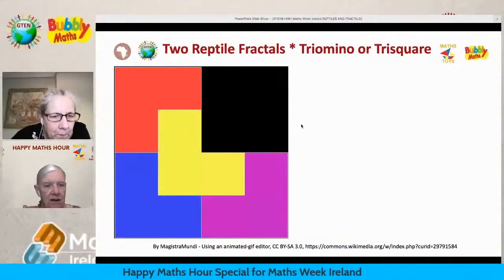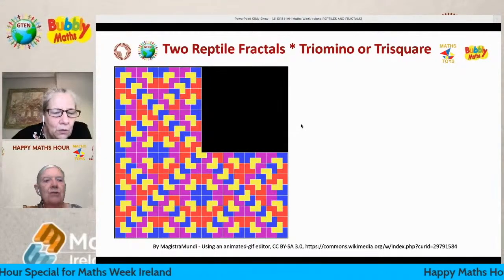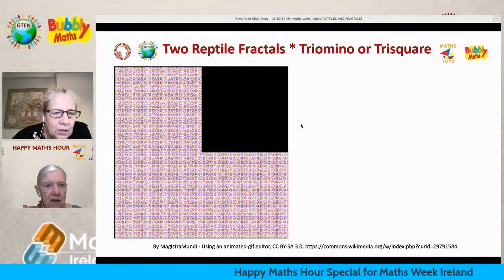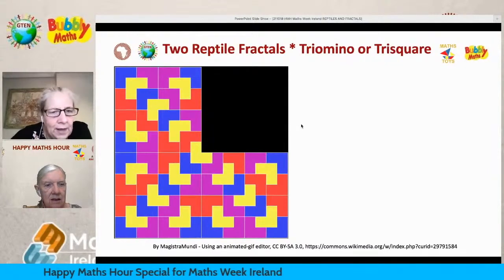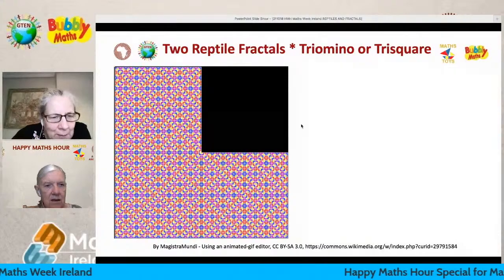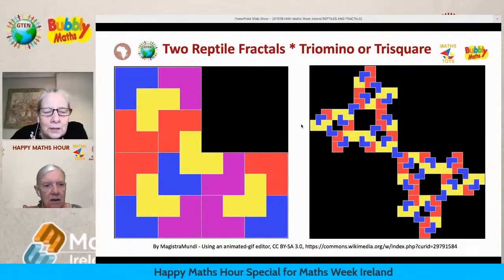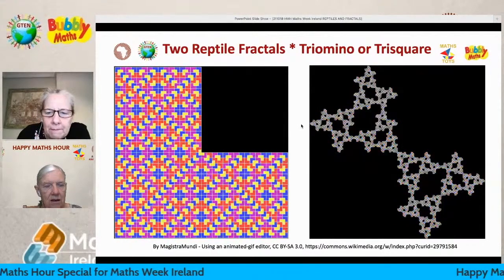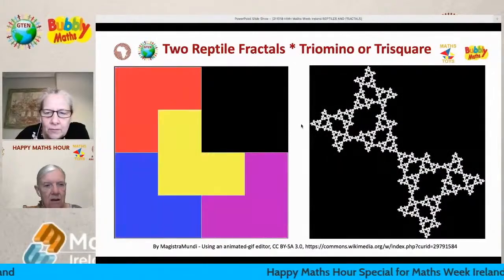Okay, and we've got 1, 2, 3, 4, 5, 6, 7, just seven stages, and it would go on a lot more than that. But it's fascinating watching it. Isn't it? It's mesmerizing. And here's another one. Now, this is the same tile, but it's making a completely different fractal. White too, which is interesting.